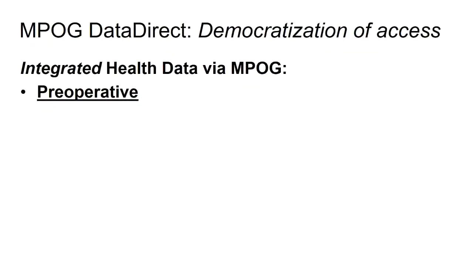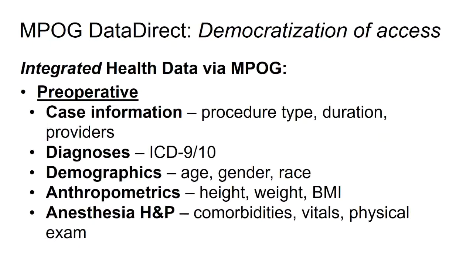We've also integrated health data. Besides just the anesthesia record, just as in Data Direct, we've been able to take other electronic health data and combine it to drive more powerful research studies. We've been able to look at case information, diagnosis codes, demographics, anthropometrics, and the anesthesia history and physical. The anesthesiologist before any surgery will do a brief history and physical exam of the patient, and we have access to that data.